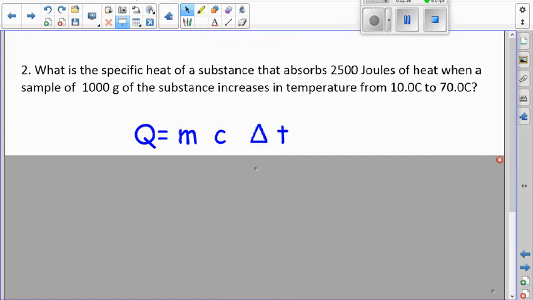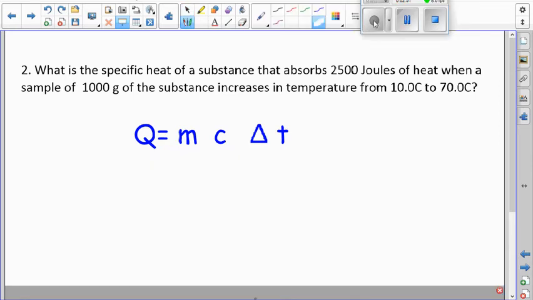All right, let's take a look at another problem here. What is the specific heat of a substance that absorbs 2,500 joules of heat when a sample of 1,000 grams of the substance increases in temperature from 10 to 70 degrees Celsius? I'm going to start identifying everything I have here. It's asking me for the specific heat. We don't know that, and that's definitely our C. So we should be able to find our Q, our M, and our delta T. Here's our Q, 2,500 joules.